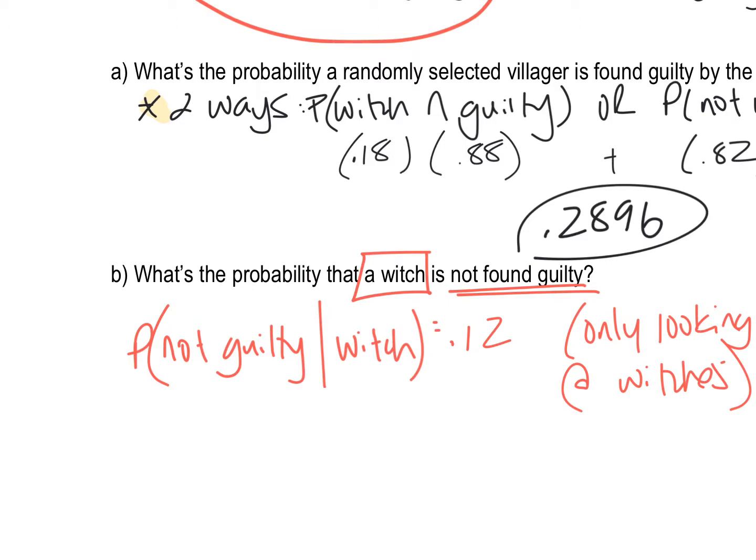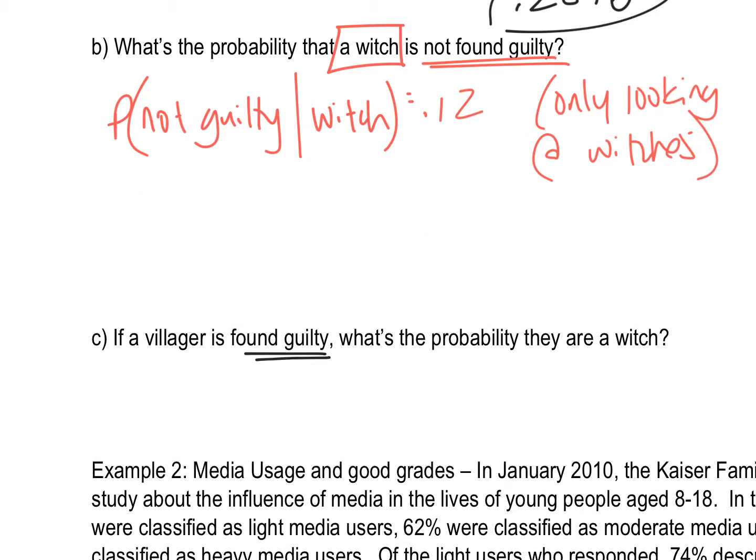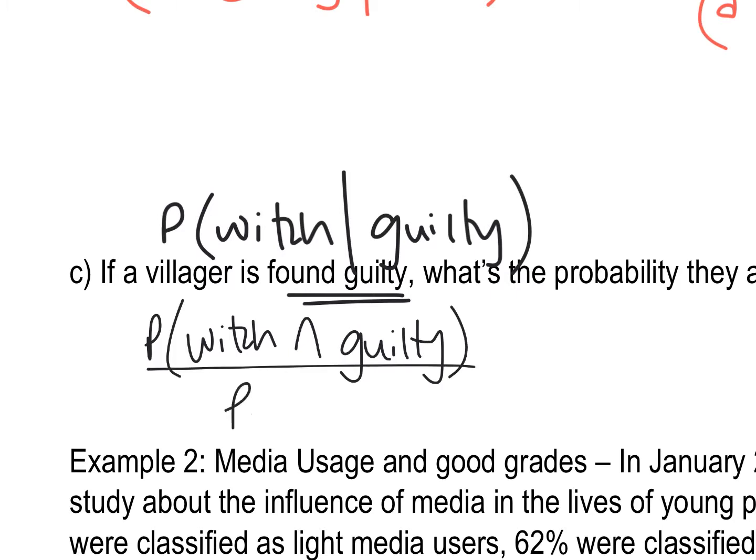Okay, let's look at the third question. If a villager is found guilty, so this is our condition, what is the probability they are a witch? I'm writing this in words, given they are found guilty. And so we do have a formula for that. So the given condition is if you know the person is guilty, that's the given part, what's the probability they are a witch here? So I'm going to start by writing my formula. The formula for that is probability of witch and guilty divided by the probability of being found guilty.